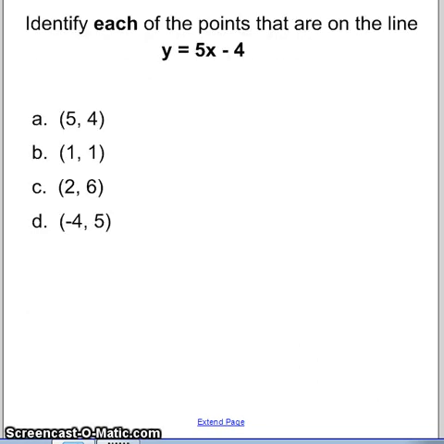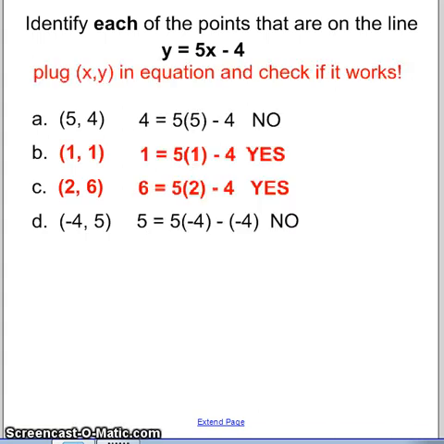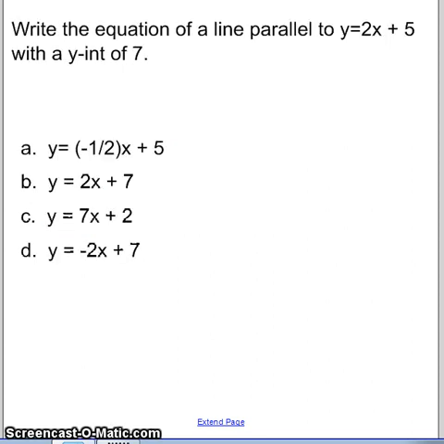Other SOL questions you could have on graphing. Sometimes they'll ask you if a point is on a line, or name all the points that lie on this line. What we simply do is we plug in 5 in place of x, we plug in 4 in place of y, and we do that for all 4 of the answers to see which ones work out. B and C, you get the same thing on both sides of the equation, so B and C are on the line, A and D are not.